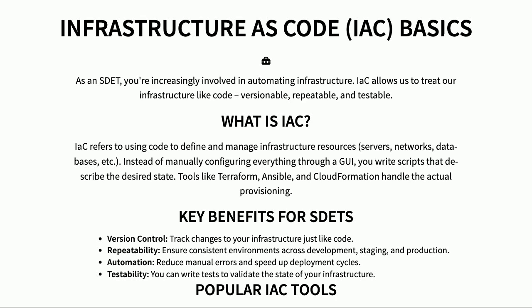Tools like Terraform, Ansible, and AWS CloudFormation let us do this, and it has huge benefits: version control so you can track changes, repeatable environments across different stages, and complete automation which reduces errors and speeds up deployments. We can even write tests to make sure our infrastructure is exactly as we expect.